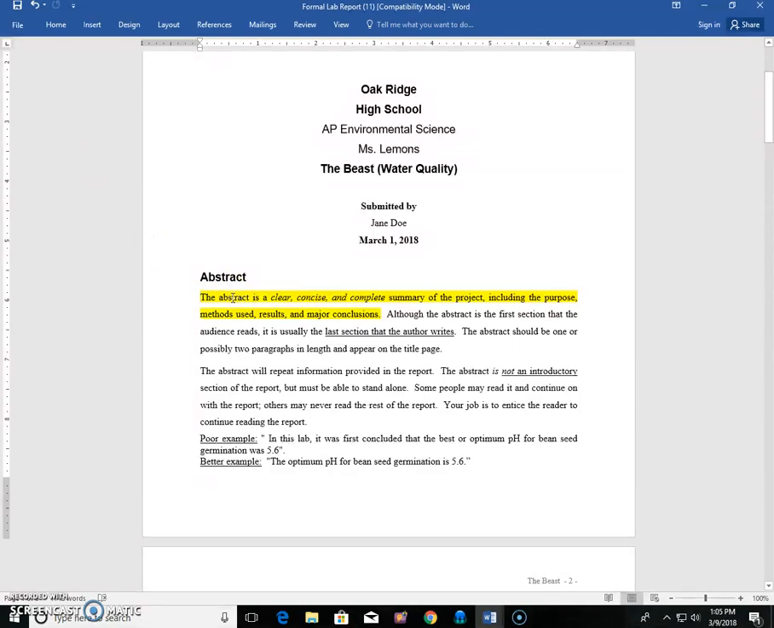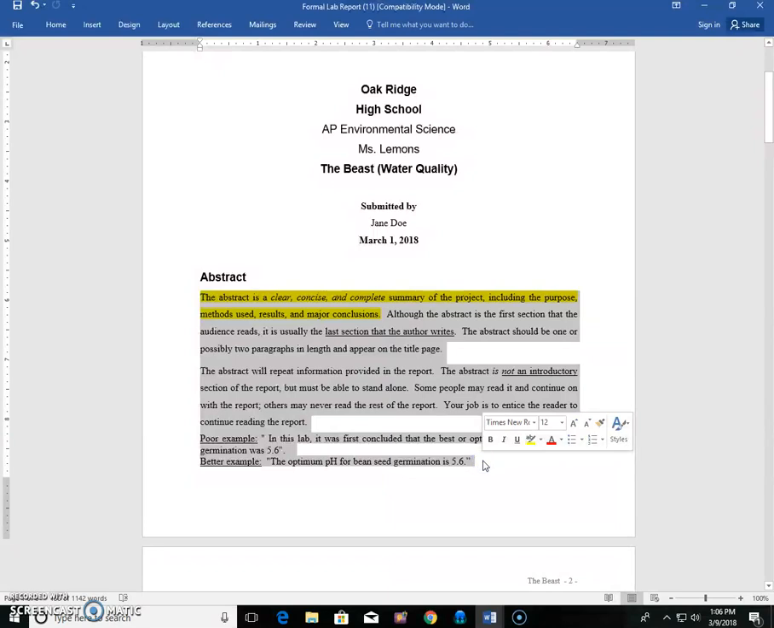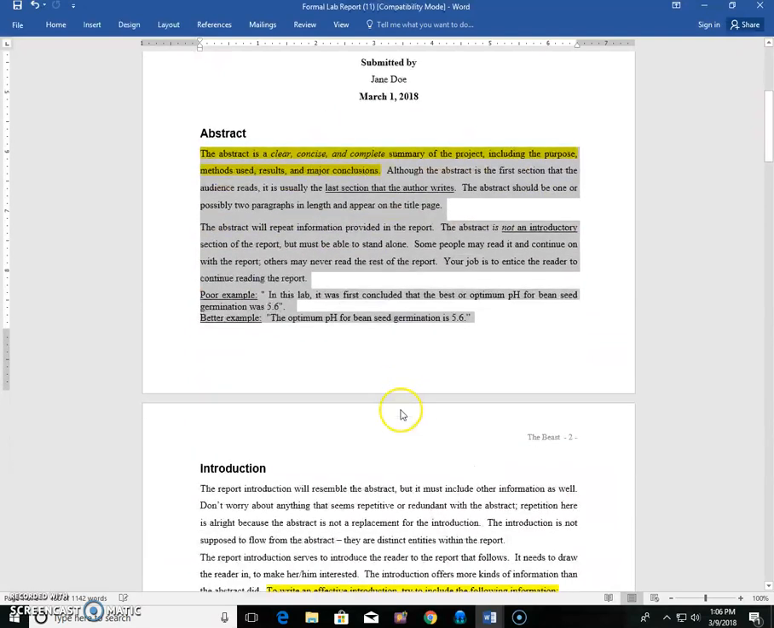Make it interesting. Not everybody wants to read 500 lab reports or testings that people have done whenever they do their doctorate or whenever they're doing research. You need to make your abstract interesting enough for other people to read, not just me, other people as well.